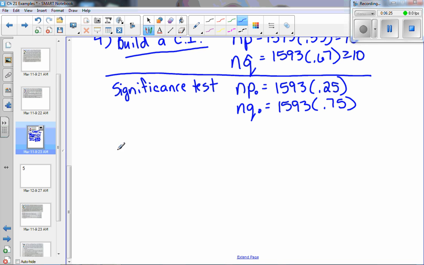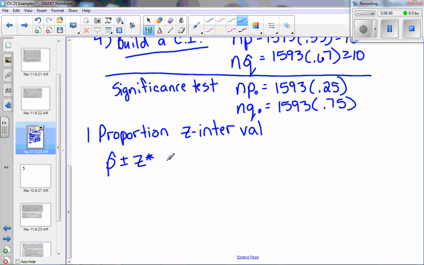So my conditions are met. So I'm going to do a 1 proportion z interval. And again, get in the habit: after you check your conditions, your next step should be, what are you going to do? Well, we're going to do a 1 proportion z interval. I'm going to write the formula down. Okay, so there's my formula.